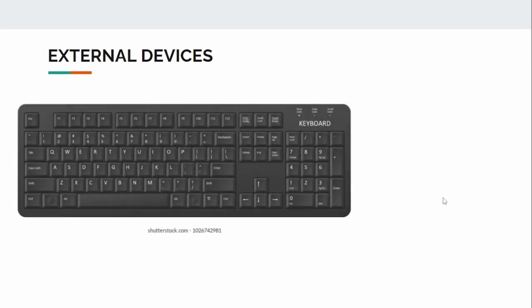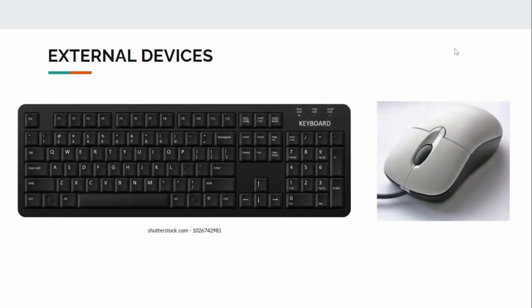Now I'll be talking about external devices. So external devices basically just provide a way of exchanging data between the external environment and the computer. There are three categories of external devices. The first one is human readable. This one is used for communicating the computer with the user. The two most famous human readable external devices are the keyboard and the mouse, which are found in every computer.